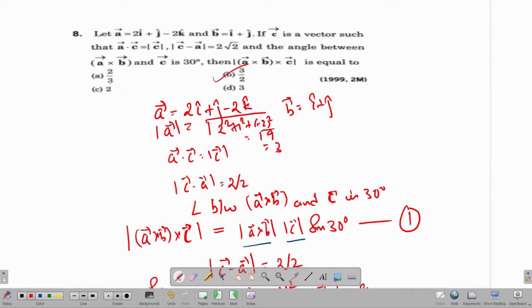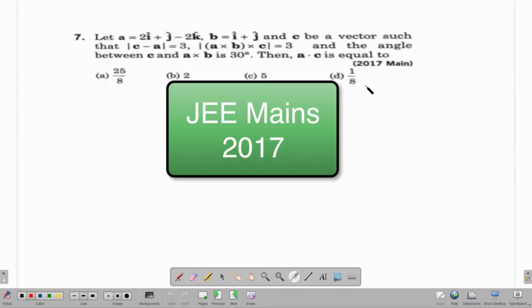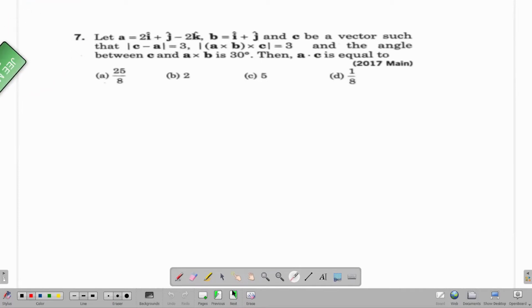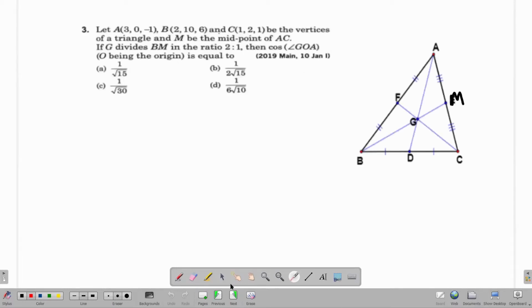So this question came in 1999. A similar question was asked in 2017, and the same equations are given to us. In this case, we have to find A dot C. So we can easily find it using all these given conditions. Next.